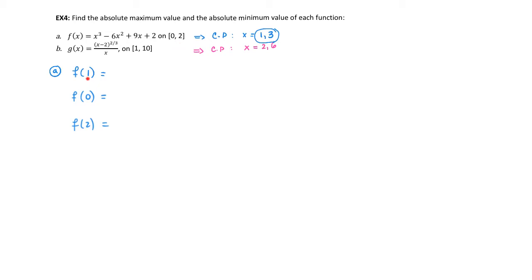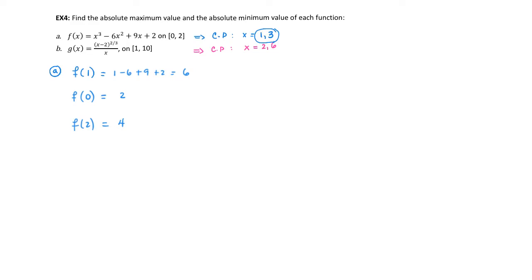So now we're just going to take 1 and plug 1 into every x that we have in that function. For example, 1 minus 6 plus 9 plus 2, that's going to give us 6. Same thing with 0, that will just give us 2. And same thing with x equals 2. When we plug in x equals 2, we get 4.